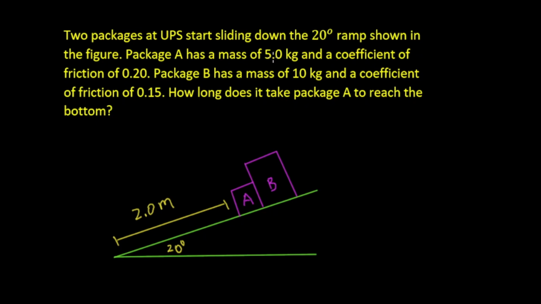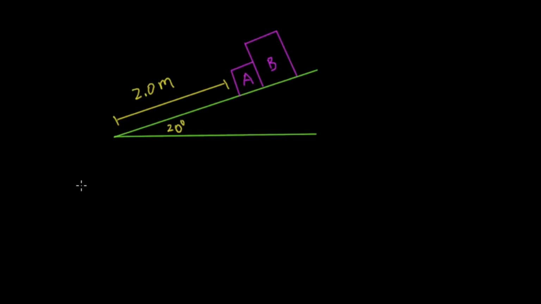Well, the mass of package A, the coefficient of friction of package A, also for package B. Okay, so let's write that down. The mass of package A is 5 kg. The mass of package B is 10 kg.